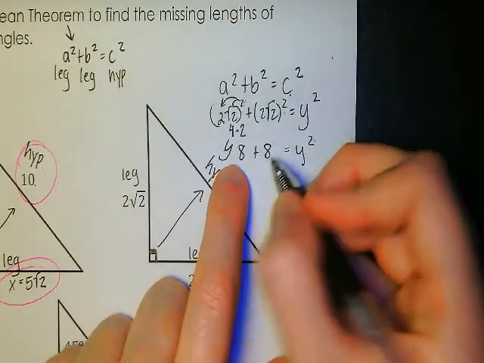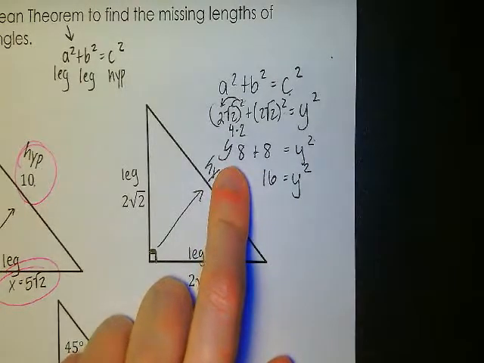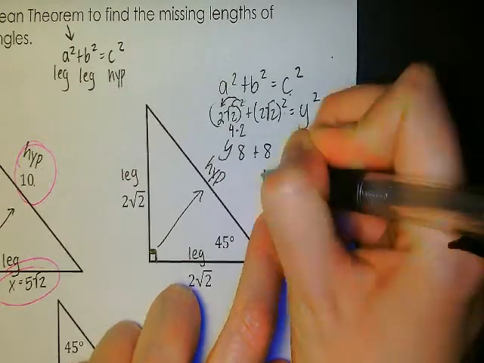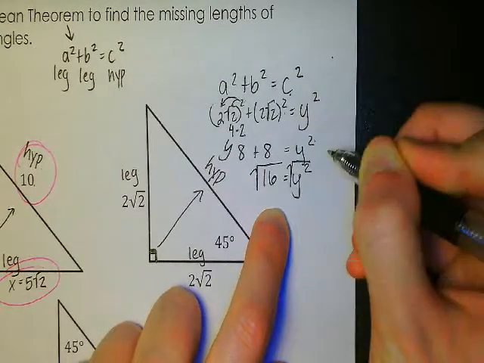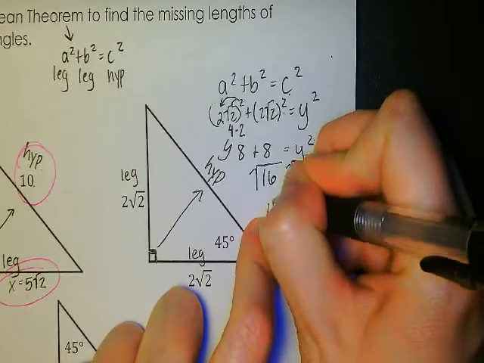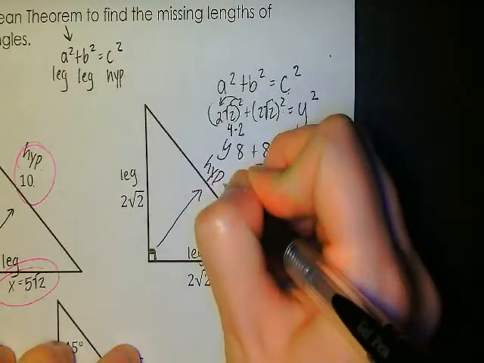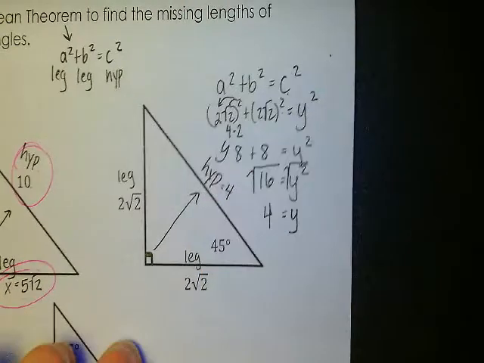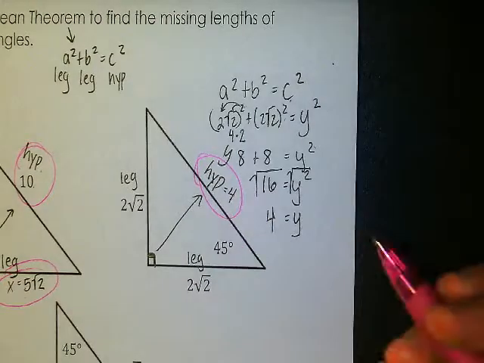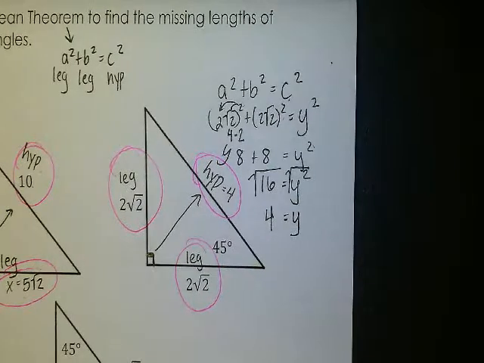Now we simplify the addition. 8 plus 8 is 16. 16 equals y squared. To get y by itself, we are going to take the square root. That leaves y on the right and the square root of 16, which is 4, on the left. So our hypotenuse is 4. I'm going to go ahead and circle these so it's a little bit easier to see. Hypotenuse is 4, and my legs are each 2 times the square root of 2.